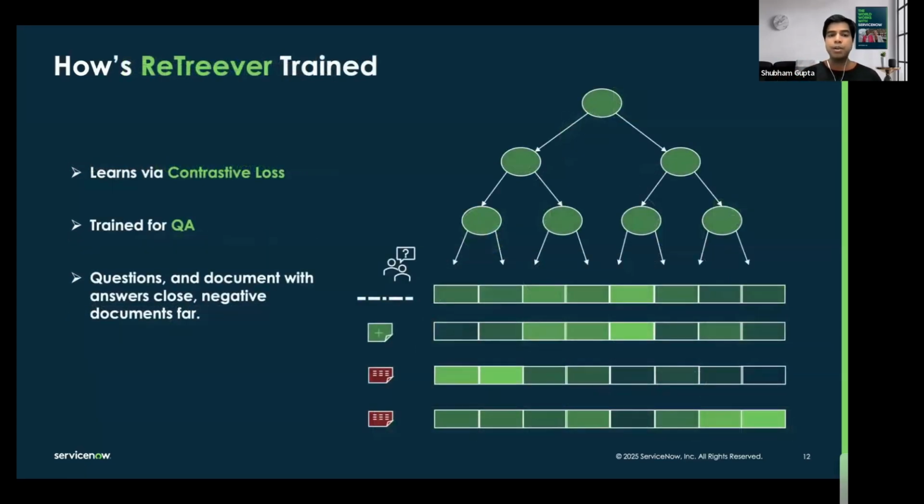How do we train such a model? We train it via a contrastive loss, and it's trained specifically in our work for question answering tasks. So what does it mean that it is trained via a contrastive loss? Let's say a particular user has a particular query, which is the first row here, and then there is a document that contains the answer to that query. That's the second row here. But there are also these other documents which are colored in red, which do not contain the answer to this query.